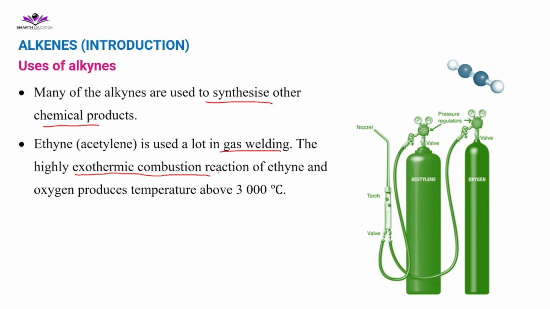The highly exothermic combustion reaction of ethyne and oxygen produces temperature which is above 3000 degrees Celsius. That's why it is used for gas welding. In our next lesson, we're going to discuss the haloalkanes.